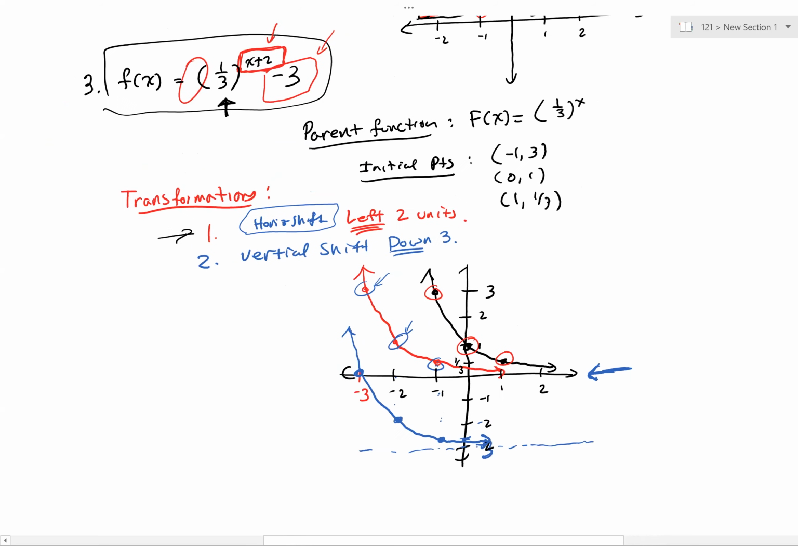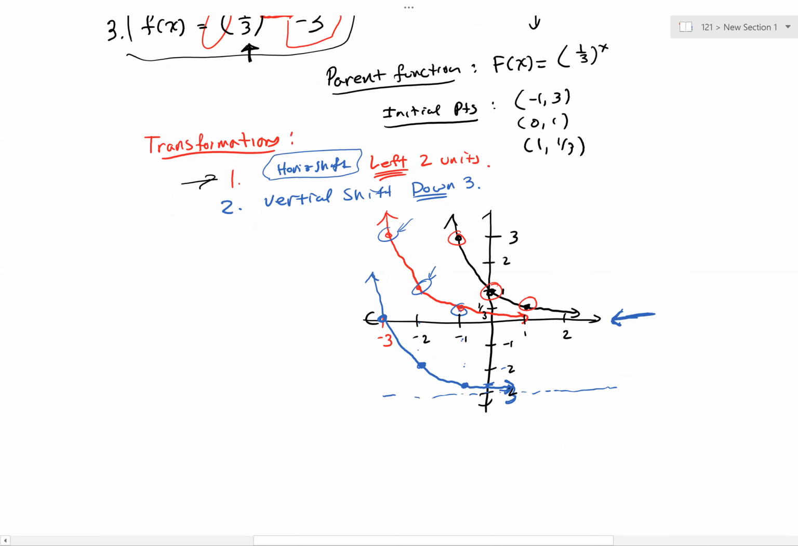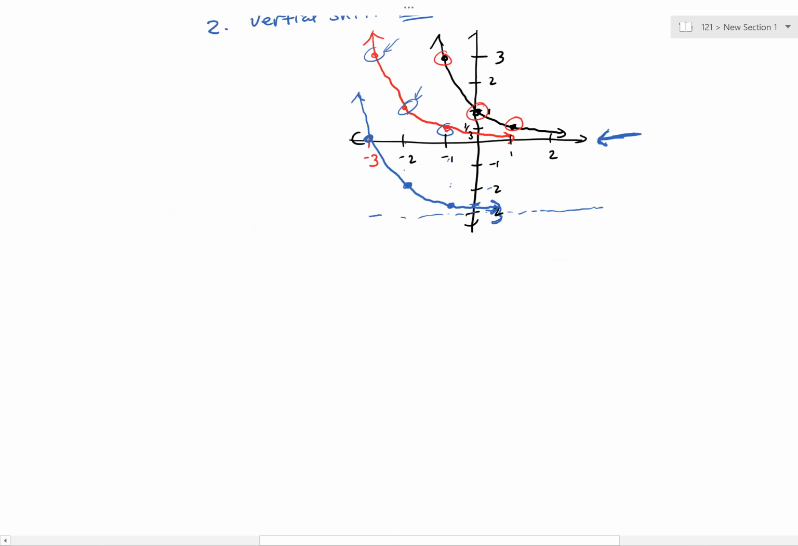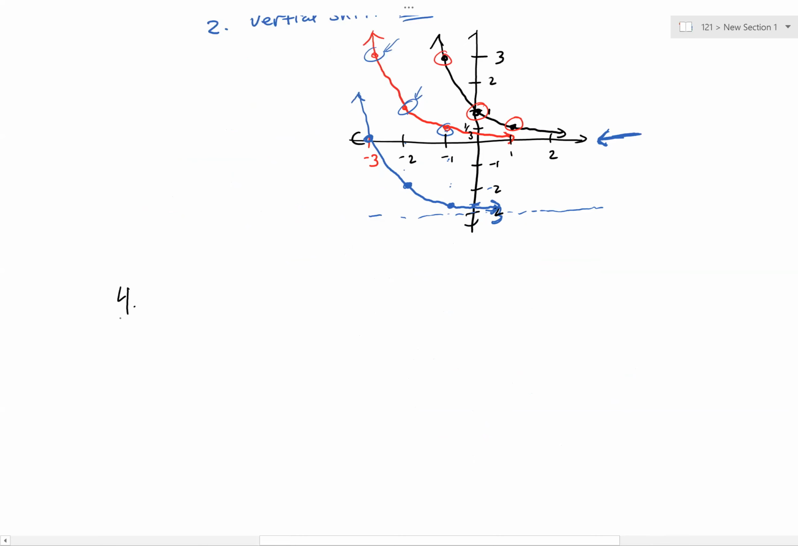Okay, so that's the third example. Remember, vertical shifts will affect your horizontal asymptote. Originally y equals 0, but that can change. So we have one more example to go, number 4 here. And this is f of x is equal to negative 0.25 to the power x plus 3.